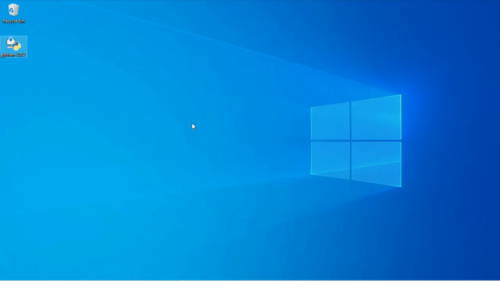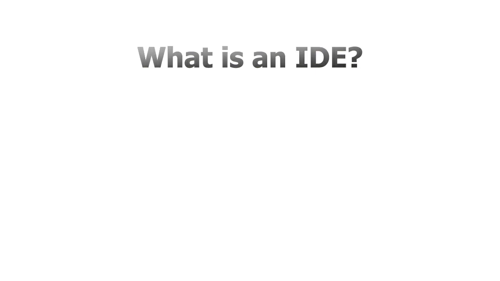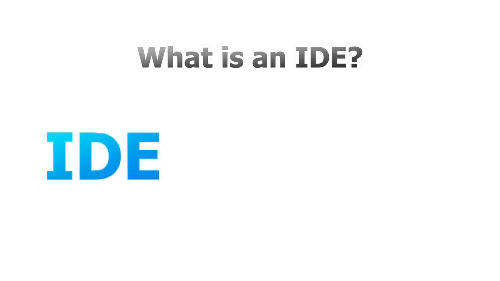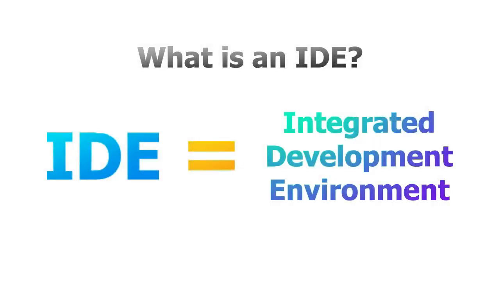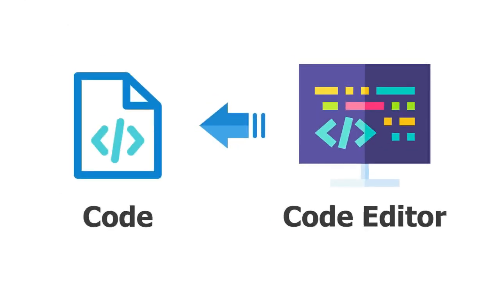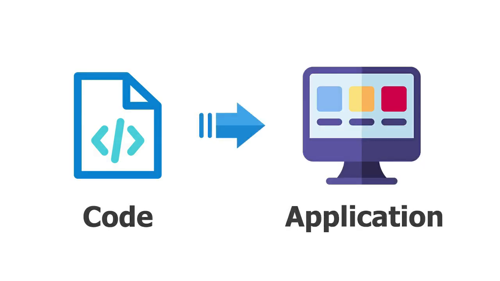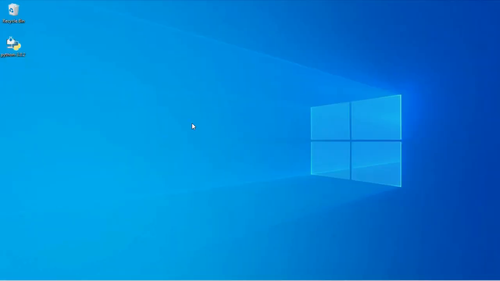And now that we're done installing Python 3, we need to install an IDE. Now what is an IDE? IDE stands for Integrated Development Environment. It's basically a code editor. And we are going to need that because we need to write down some code in order to make applications. Now there is an editor already that comes while installing Python, which is called IDLE.